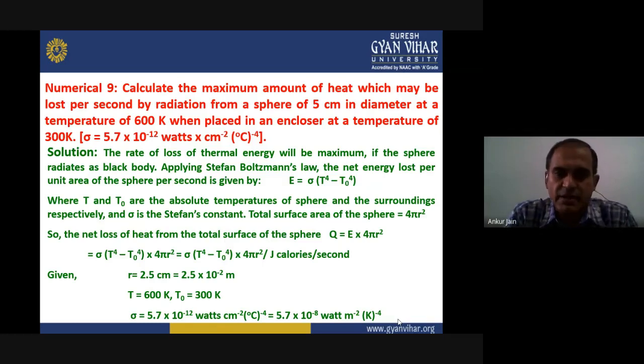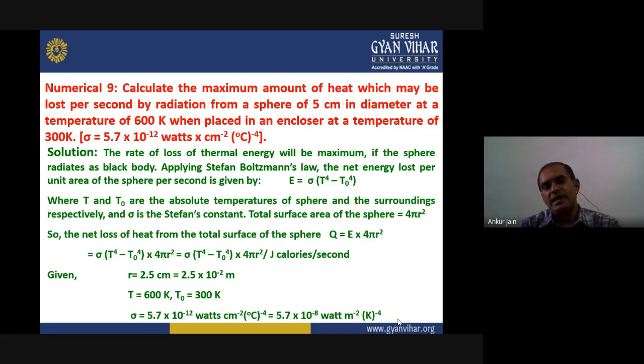Calculate the maximum amount of heat which may be lost per second by radiation from a sphere of 5 cm diameter at a temperature of 600 Kelvin when placed in an enclosure at a temperature of 300 Kelvin. Here sigma is given as 5.7 into 10 to the power minus 12 watts per centimeter square per degree centigrade to the power 4. We already know that the rate of loss of thermal energy will be maximum if the sphere radiates as a black body.